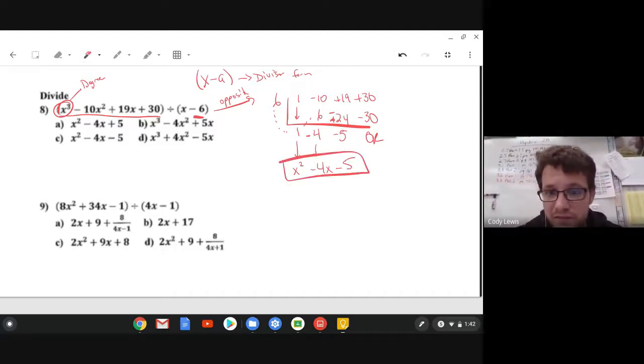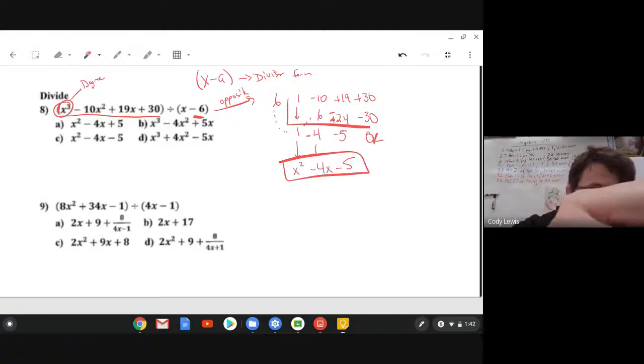And you don't have to factor it any more, even though you could. This could be factored more, but I didn't tell you to do that. It just said divide. Everybody good on 8? Yeah. Awesome. All right, last one to do today is 9.